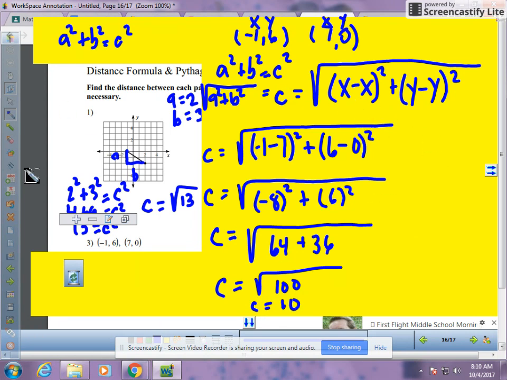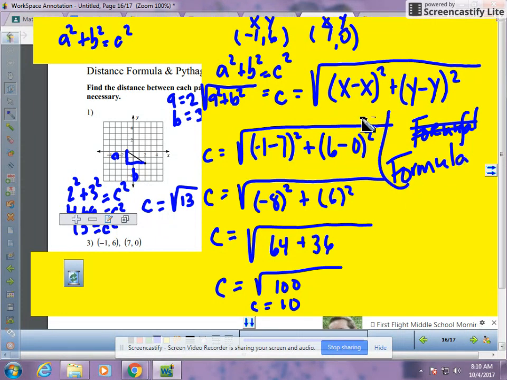The formula is up here. This is the formula. It's right here. So there you have it.